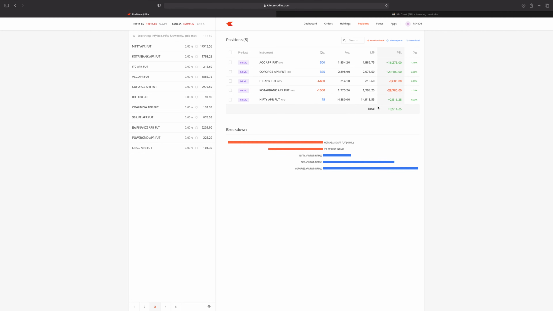All right, it's pretty close to 9:15, and we are seeing my current set of positions in the market. We are long ACC, long Coforge, short ITC and Kotak Bank. We got traded into long Nifty yesterday. This combination of long and short is indicative that we are going through a slightly ranging phase in the market.